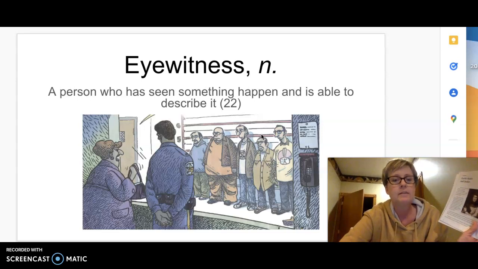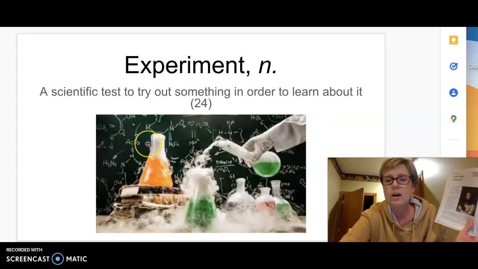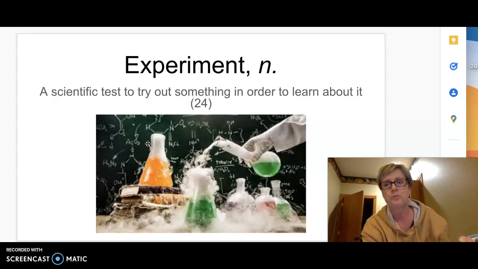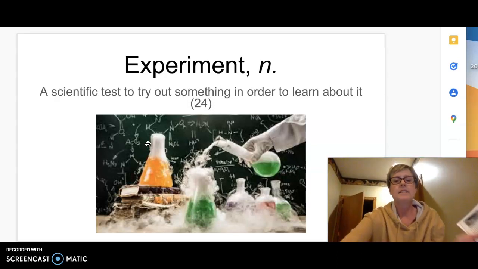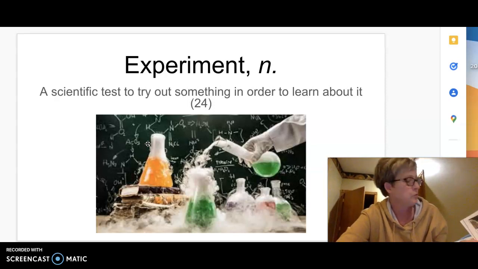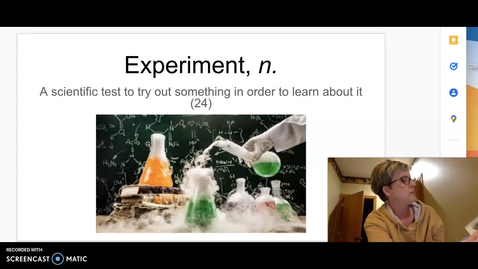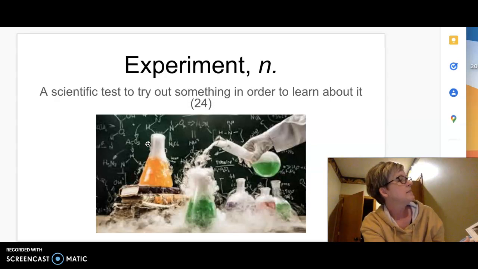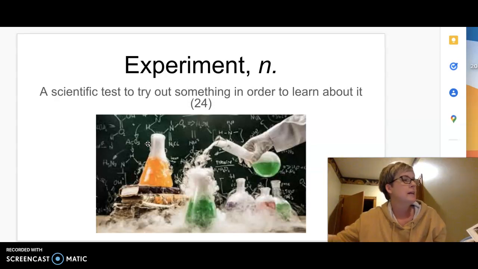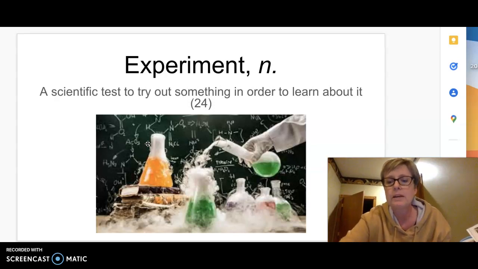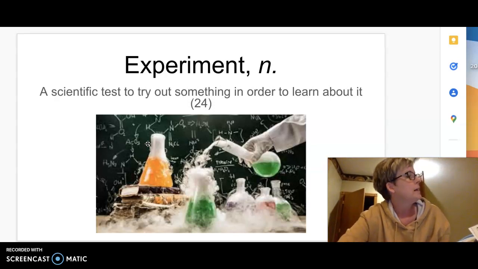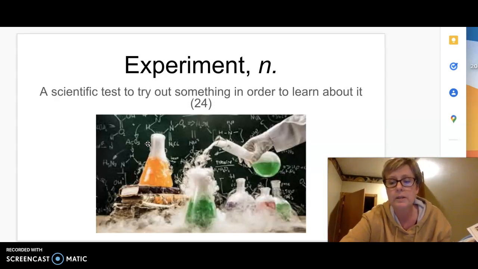The next word is experiment, which we love to do in science, don't we? And it is a scientific test to try out something in order to learn about it. It's on page 24 in your book. And it says, try a little experiment, extend your arms out, and it's to do an experiment like with an earthquake. We know a lot about experiments.